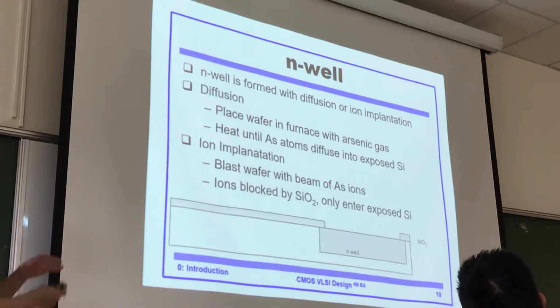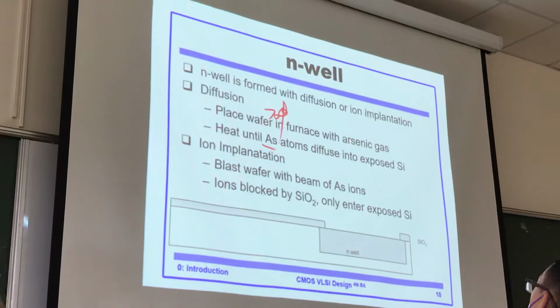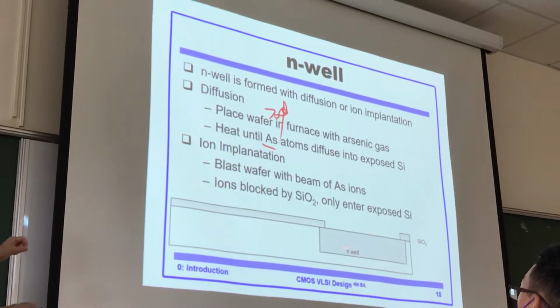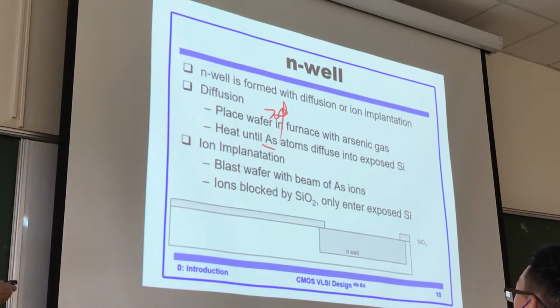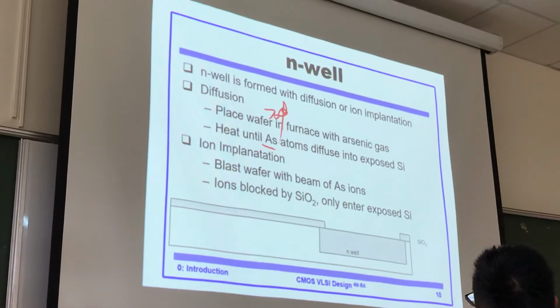So you heat it in the furnace at a very high temperature, so that the arsenic element will diffuse into the silicon. The arsenic atoms will be spread into the interior. The other approach is ion implantation: blast the wafer with a beam of arsenic ions from the top.